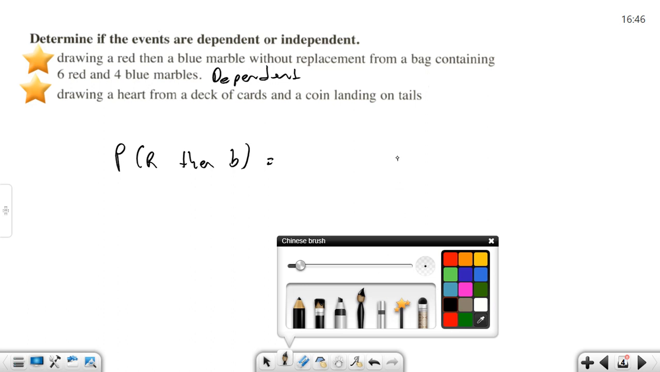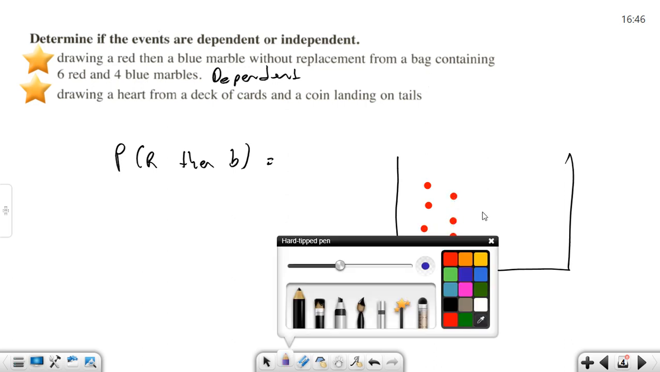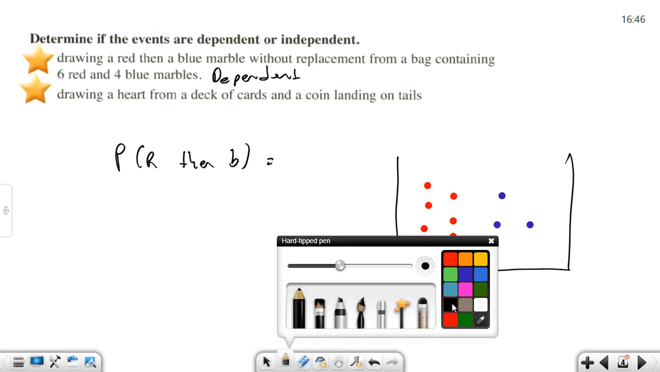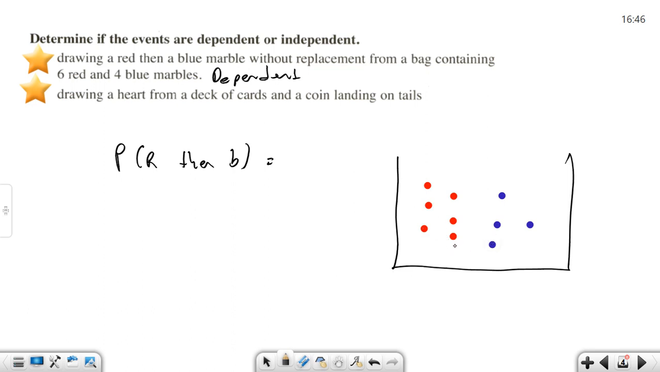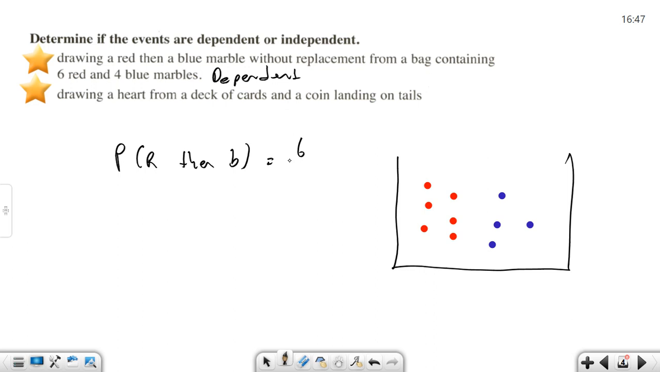So let's draw a bag here to make it clear. That's the bag. How many red? 6 red. So 1, 2, 3, 4, 5, 6. And how many blue? 4 blue. 1, 2, 3, 4. The bag contains that. Now, the first one, drawing a red. What is the probability of red? 6 red over 10.